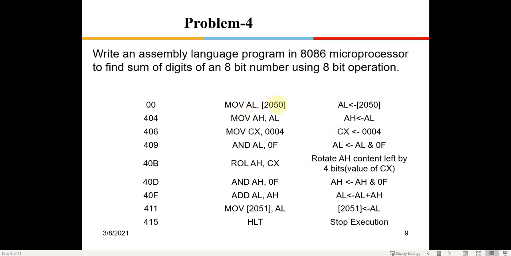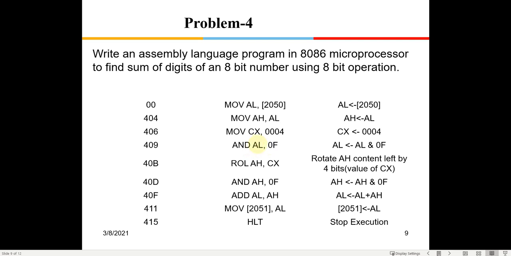So this is the program. First we get the data into AL. Again we use a second register, in this case AH, so we get the same data into AH also. Now you set a counter here so that you can rotate it 4 times. In the first case we are doing AND AL, 0F, so the MSB is masked here. Whatever was the MSB in AL, that 4 bits of MSB or the second nibble, is going to get masked with 0.